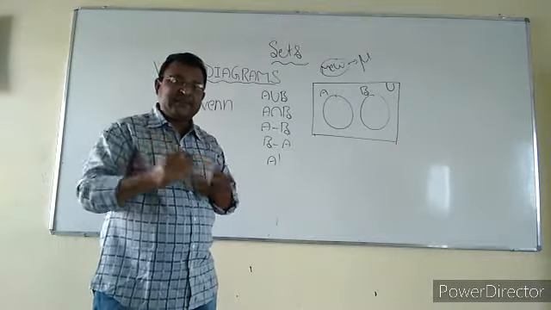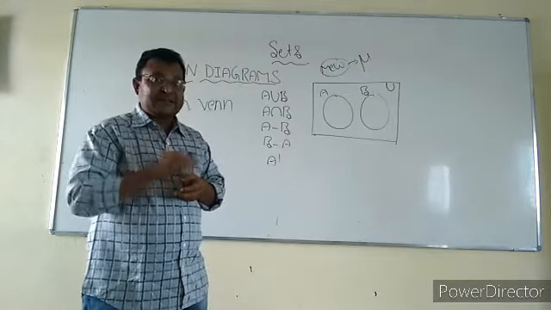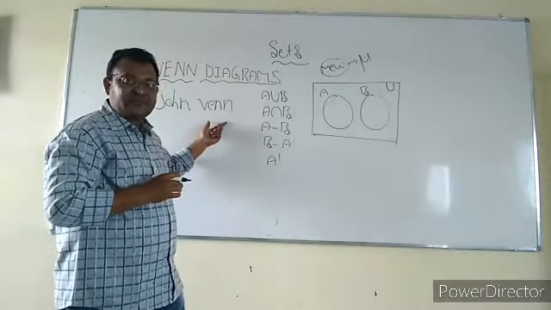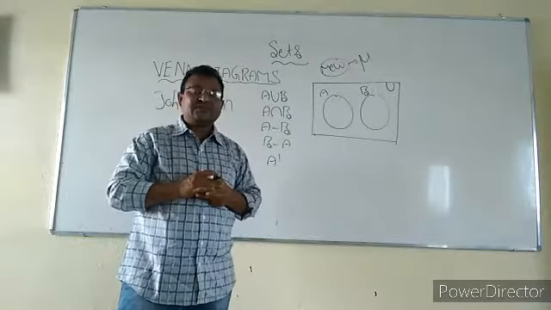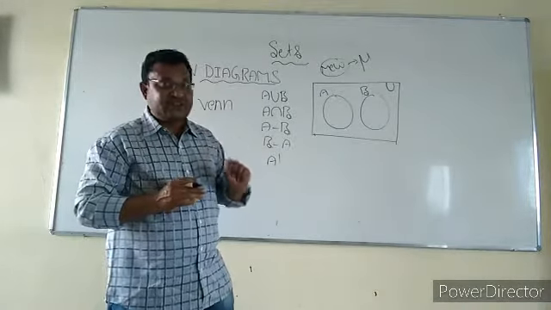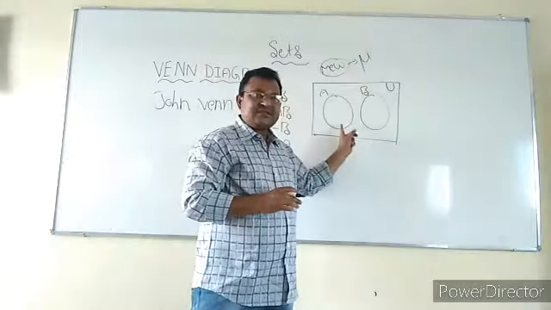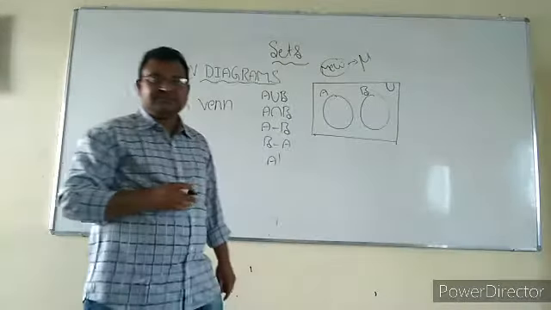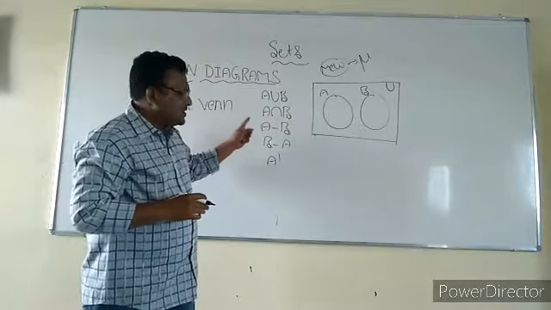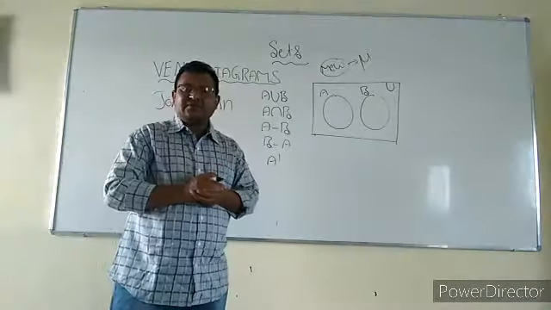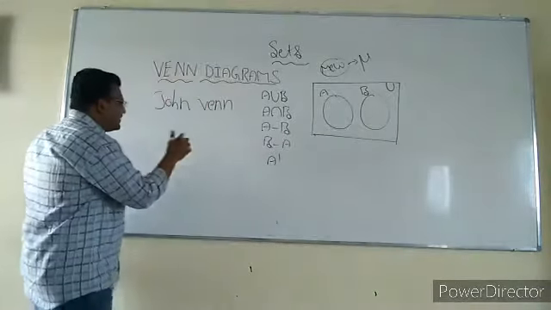This method of representing sets by using diagrams was first used by John Venn, and in the name of Venn, we call these diagrams Venn diagrams. In Venn diagrams, the universal set is represented by a rectangle, and the sets separately by circles. It takes much time to calculate A union B, B union C, A minus B, B minus C, and so on. But by using a Venn diagram, in one diagram only, look how easily we can say.